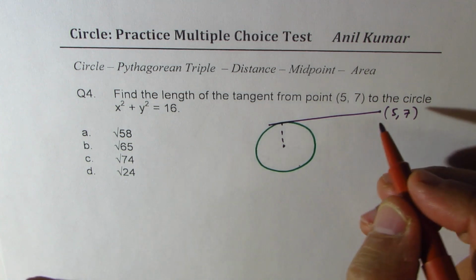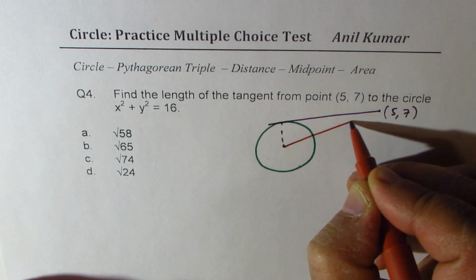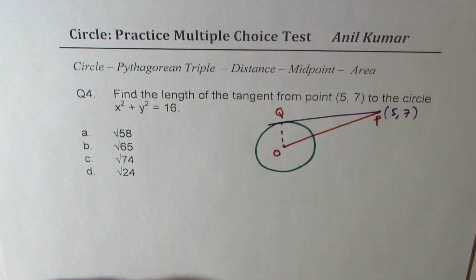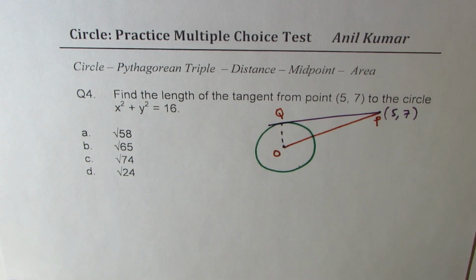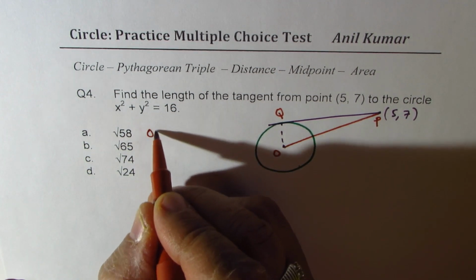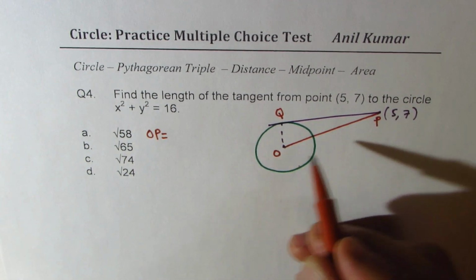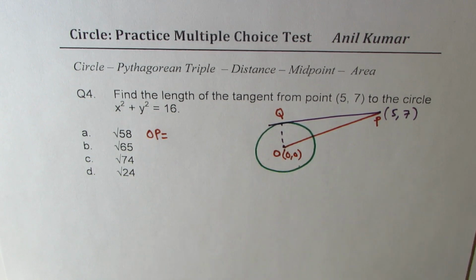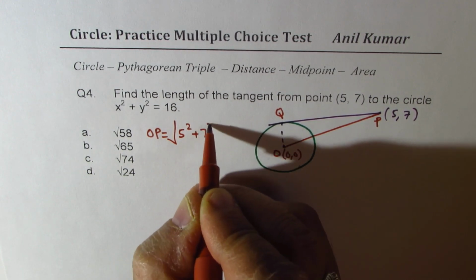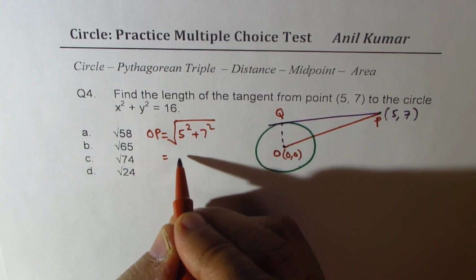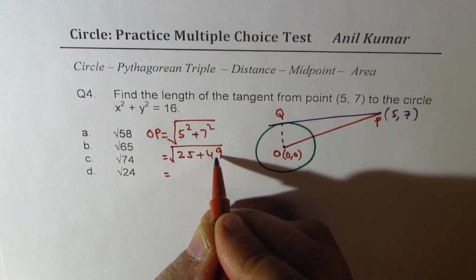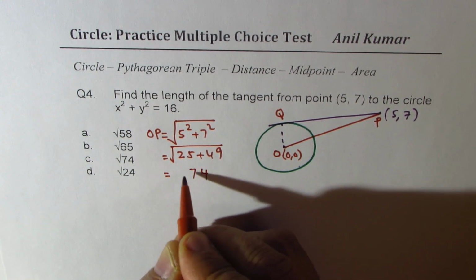What we can do is connect the point with the center. Let's say the point is P, and let's call this point Q. We need to find the value of PQ, correct? But before that, let us find what OP is. Now OP we can find using the distance formula since the coordinates are (0, 0) for the center. Correct? So OP is the square root of 5 squared plus 7 squared, which is 25 plus 49, or the square root of 74.